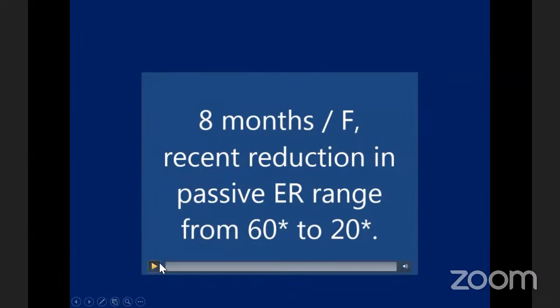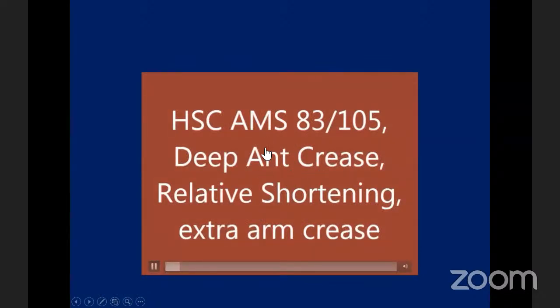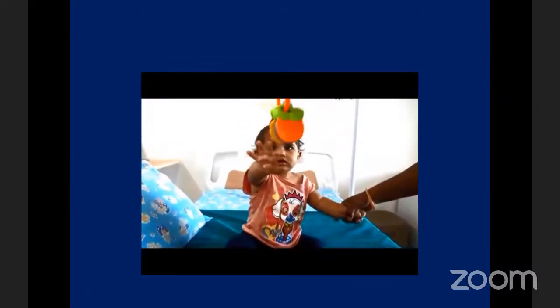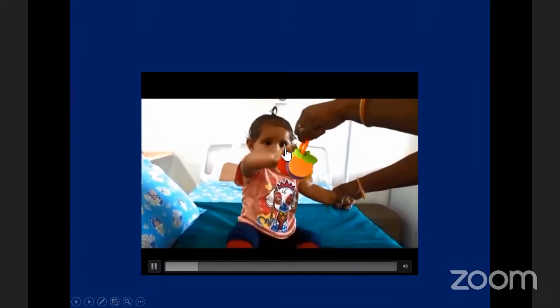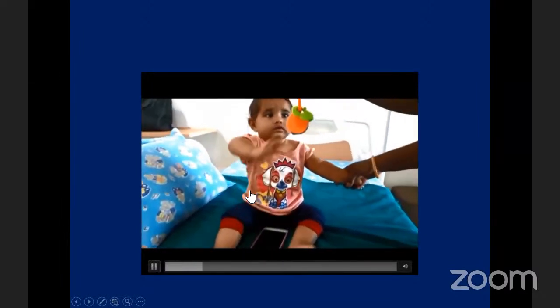This is an example of another patient, an 8 month old female child, with recent reduction in passive external rotation range from 60 to 20 degrees with the development of internal rotation contracture. The HSCMS score was 83. There was a deep anterior crease, short arm segment. We can see external rotation is much decreased.